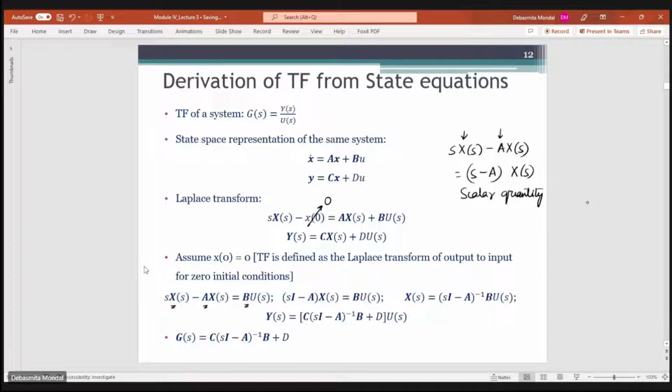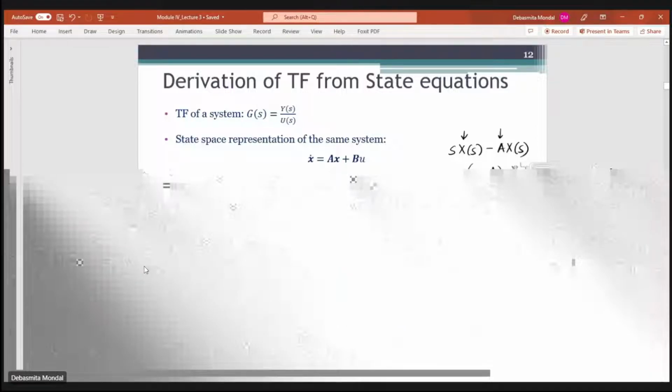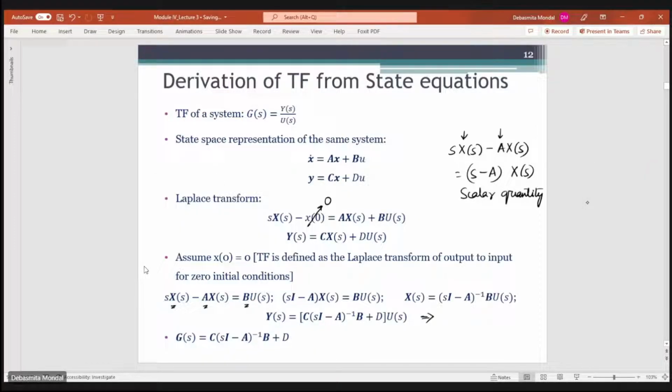And from the second equation, for Y(s) you can simply substitute the value of X(s) that you have got. X(s) was C multiplied by (sI minus A) inverse multiplied by B into U(s), so you can take U(s) common, and then plus D, multiplied by U(s), right? From this expression you can see that Y(s) by U(s) will be equal to G(s). So if you compare these two equations, the value of G(s), that is the transfer function of the system, is given by C multiplied by (sI minus A) inverse multiplied by B plus D.